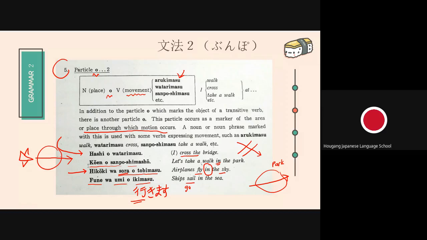Go on the sea. We don't go on the sea, don't go in the sea. We go through the sea. Japanese logic again. The ship just like that, they go through the sea. Basically, movement through some place.